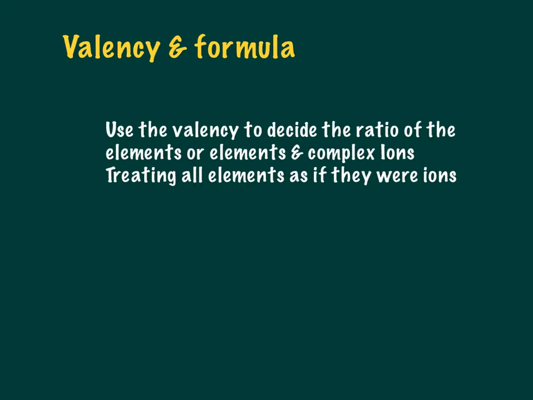So let's use this information now to decide the ratio of elements to form particular compounds. And as I've said before, we should be treating the complex ions as if they were a single element. And we look at those a bit more closely in the examples we've got.